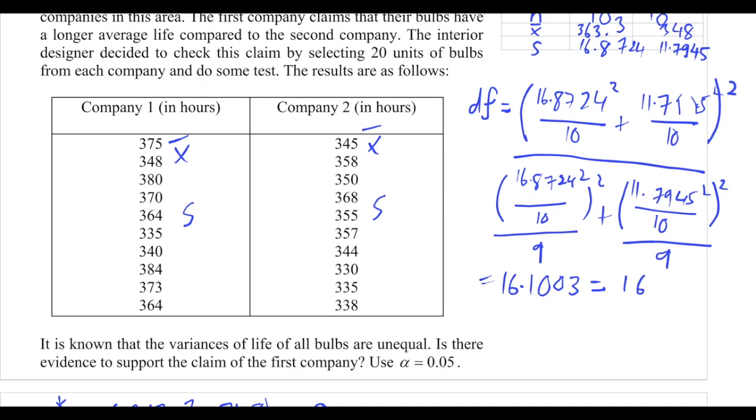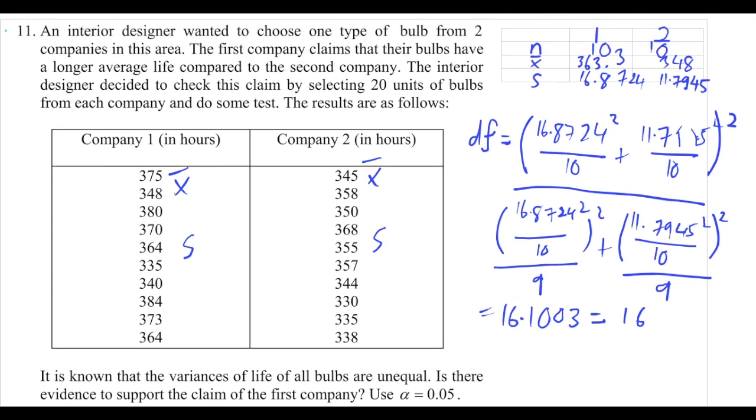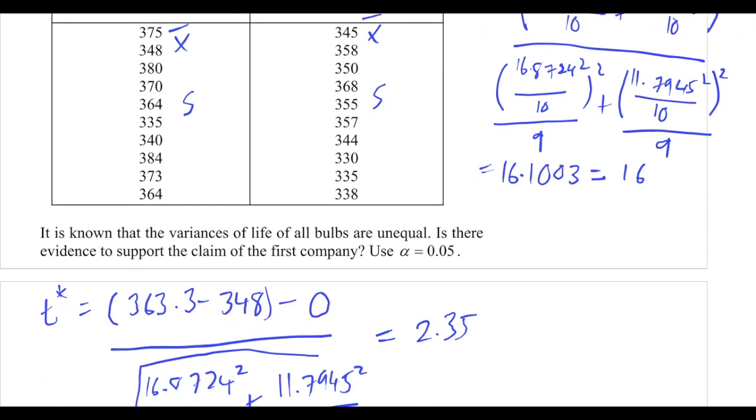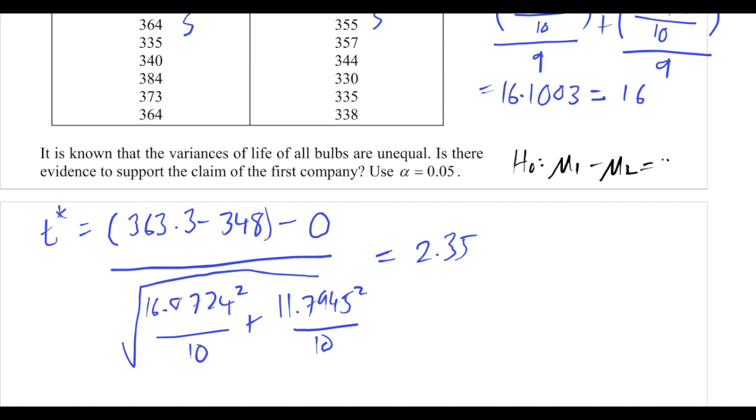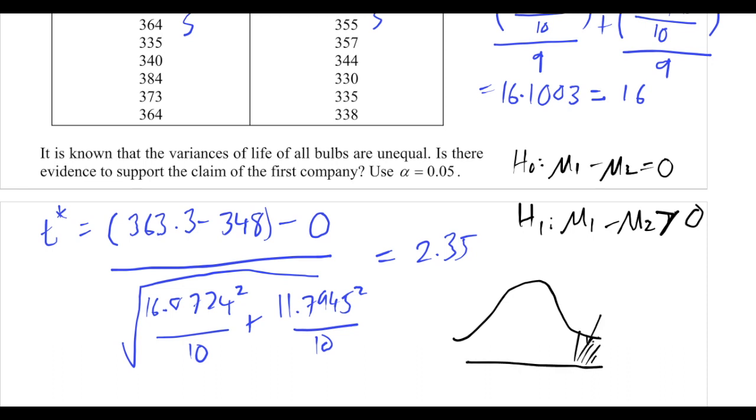We haven't determined the null and alternative hypothesis, so let's do that now. Is there evidence to support the claim of the first company? What is the claim of the first company? The first company claims that their bulbs have a longer average life compared to the second company. So this will be a one-tail test, a right-tail test. Mu1 minus mu2 equals 0. The alternative, mu1 minus mu2, is greater than 0. This is a one-tail test. Alpha is 0.05. Degrees of freedom is 16. By referring to the T distribution table, you get the critical value as 1.746.